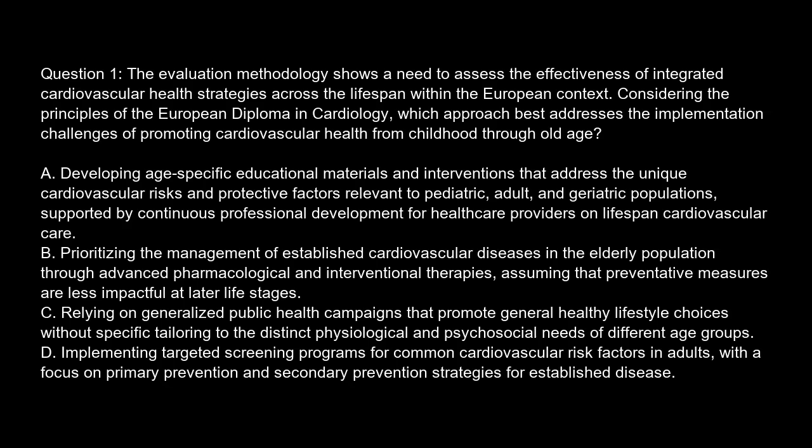Option C. Relying on generalized public health campaigns that promote general healthy lifestyle choices without specific tailoring to the distinct physiological and psychosocial needs of different age groups. Option D. Implementing targeted screening programs for common cardiovascular risk factors in adults, with a focus on primary prevention and secondary prevention strategies for established disease.